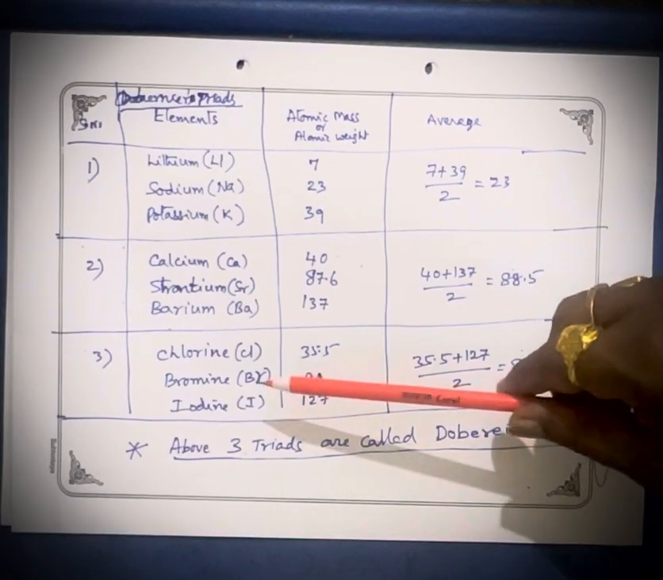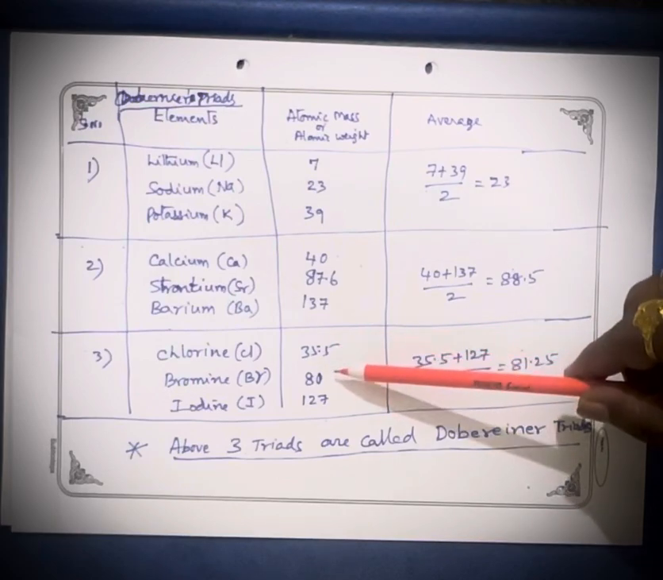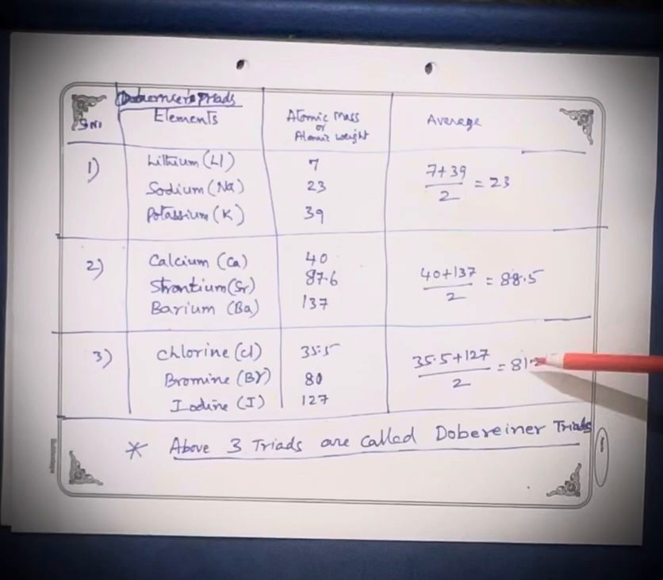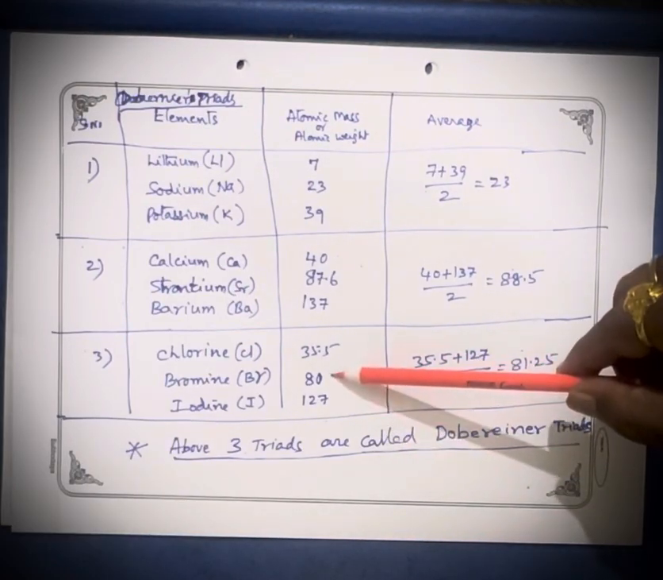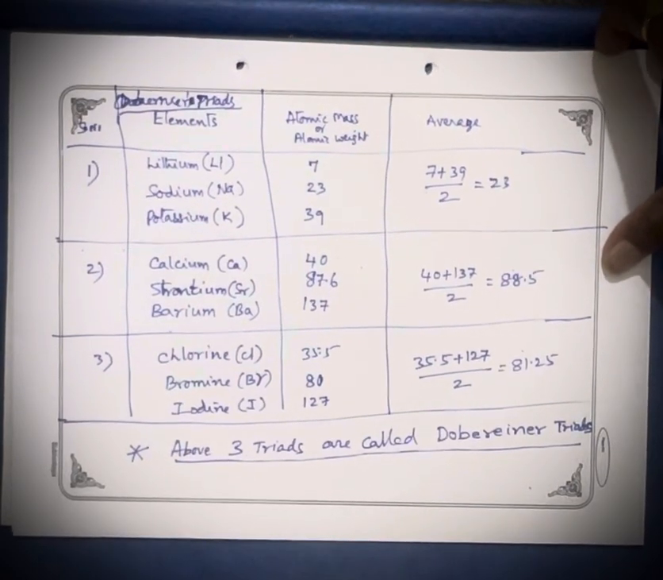Another Dobereiner triad is chlorine, bromine, iodine. Chlorine's atomic weight is 35.5 and iodine's atomic weight is 127. If you take the average, it is approximately 81.25, and bromine is about 80. So these 3 triads follow his law, Dobereiner's law of triads, but the other elements do not follow this principle. So it failed.